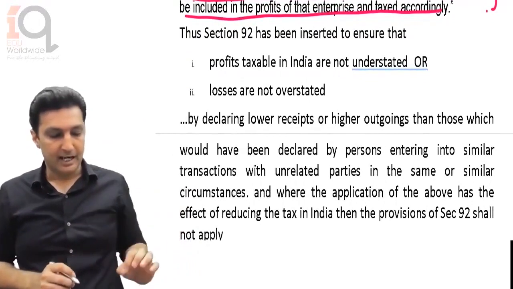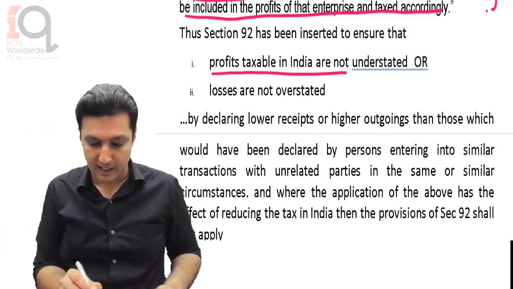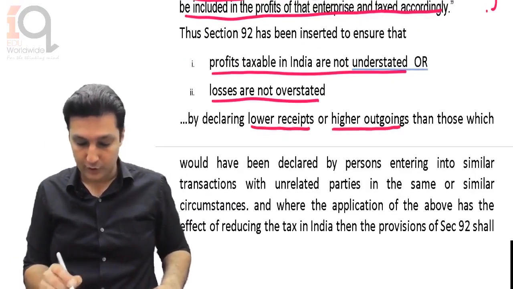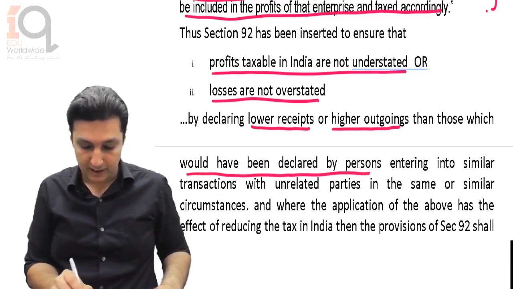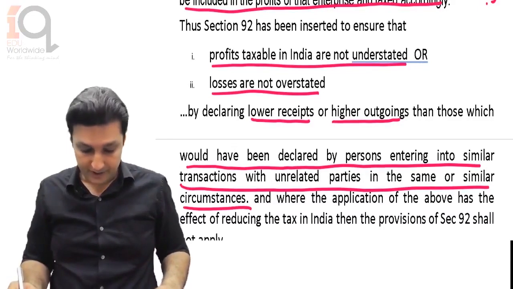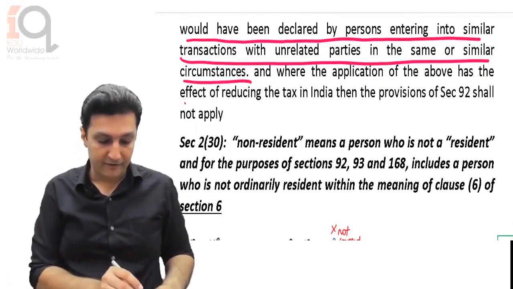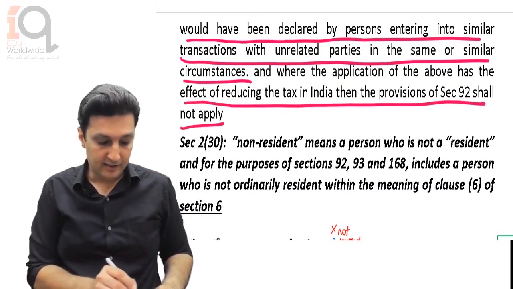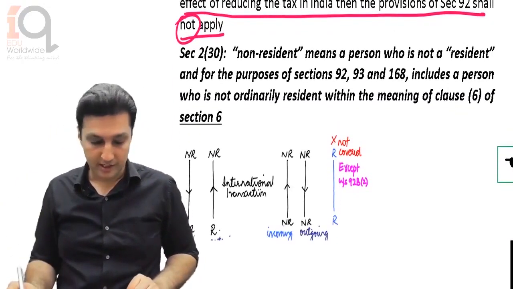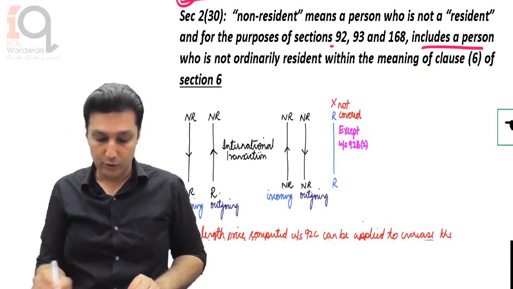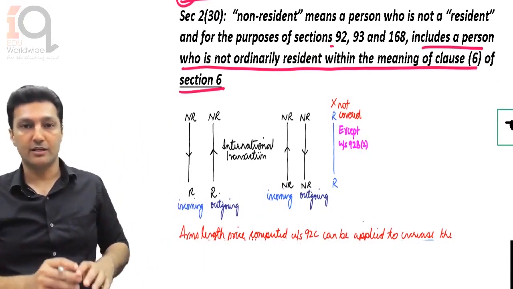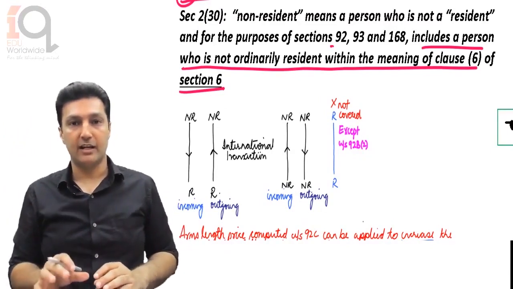So he says, section 92 has been inserted to ensure that profits taxable in India are not understated or losses are not overstated by declaring lower receipts or higher outgoings than those which would have been declared by persons entering into similar transactions with unrelated parties in the same or similar circumstances, and where the application of the above has the effect of reducing the tax in India, then these shall not be applicable. I explained to you, non-resident means a person who is not a resident, and for the purpose of 92 includes a person who is not ordinary resident within the meaning of clause 6 of section 6. So non-resident and R plus NOR are covered here as non-residents.